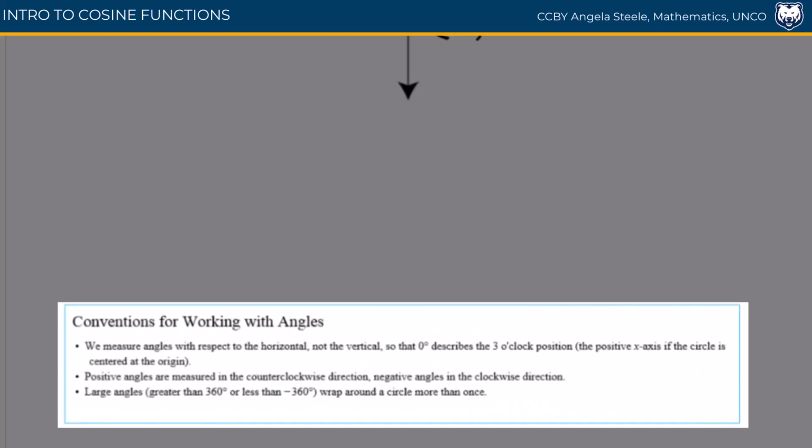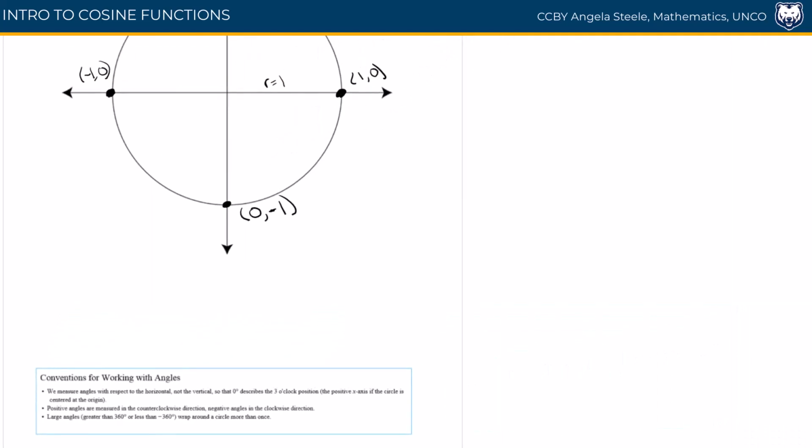All right, so let's talk about some conventions that we have for working with angles. We always measure angles with respect to the horizontal line. So that means that we are always thinking about starting from this line right here that leads out to our 3 o'clock position. And then also conventionally, we will be going in a counterclockwise direction. The negative angles will represent going in a clockwise direction.